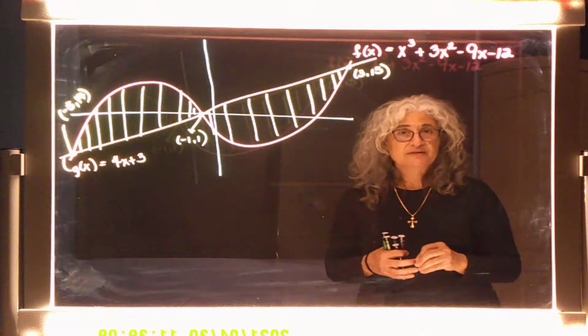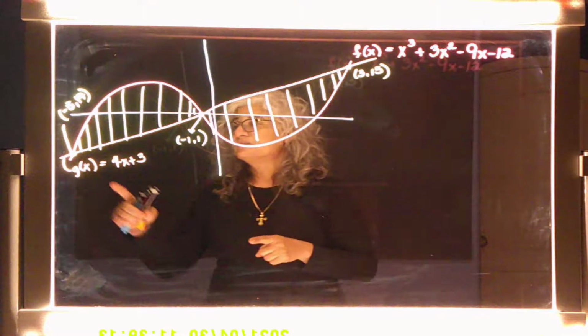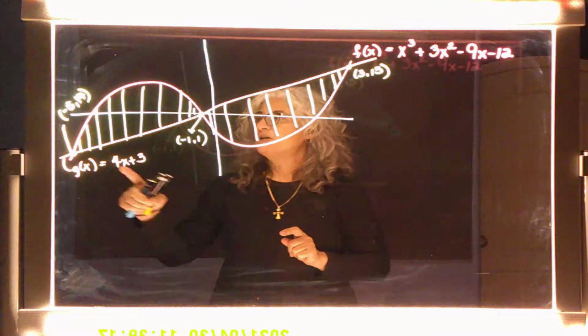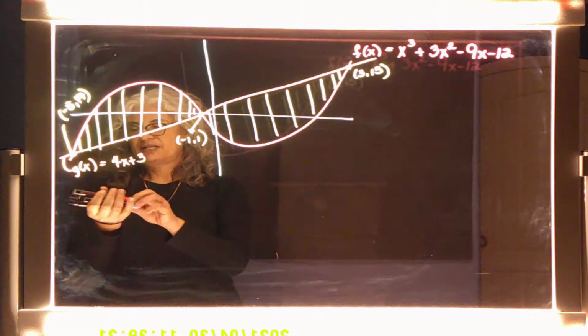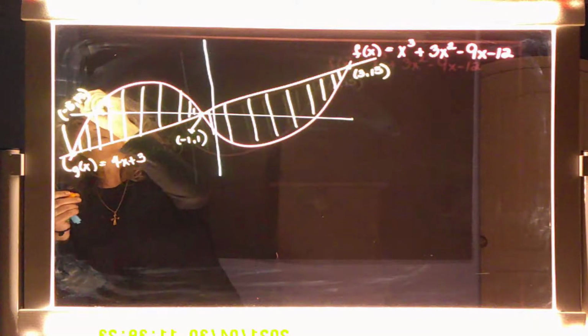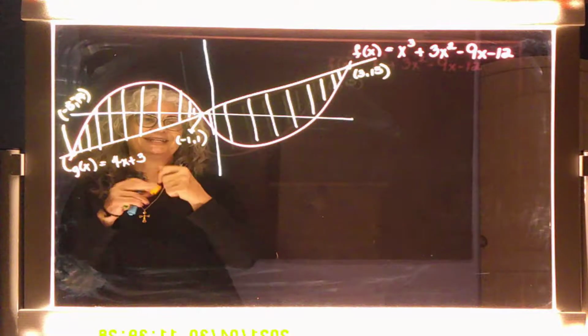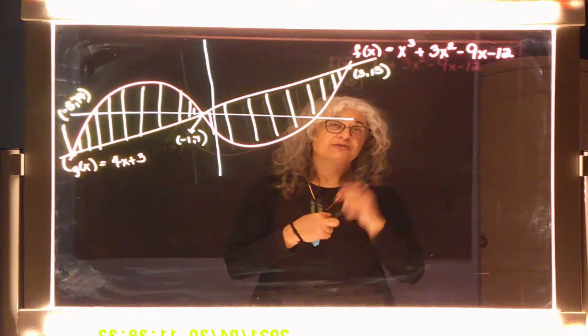Now, if we notice from the x's, I should say, we have 3 points of intersection. We have negative 5, comma, negative 17. I forgot the negative in front of there. We have another point of intersection of negative 1, negative 1. And we have another point of intersection at 3, 15.